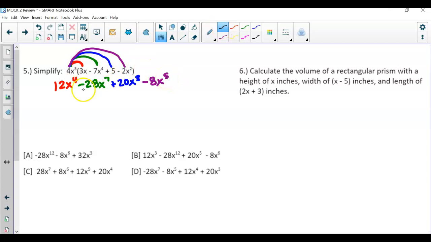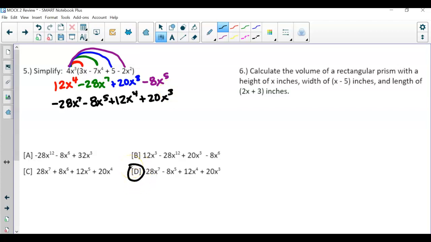So writing my answer in standard form, I've got negative 28x to the 7th minus 8x to the 5th plus 12x to the 4th plus 20x cubed. So that's why here that final answer is D.